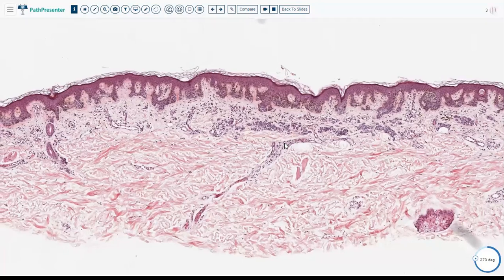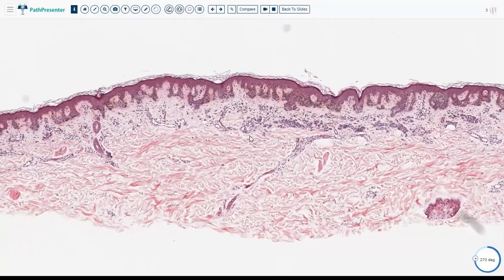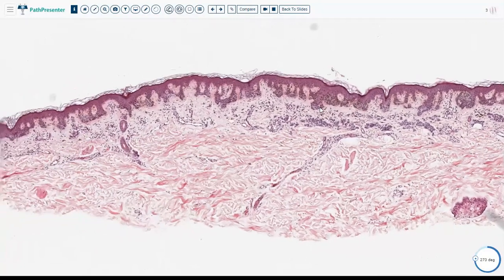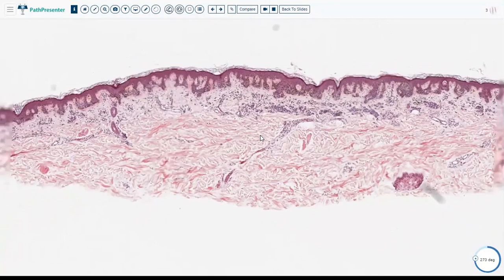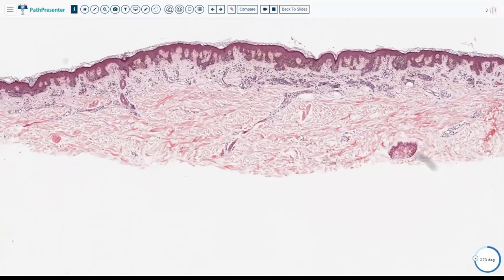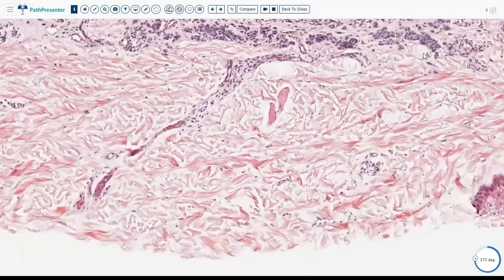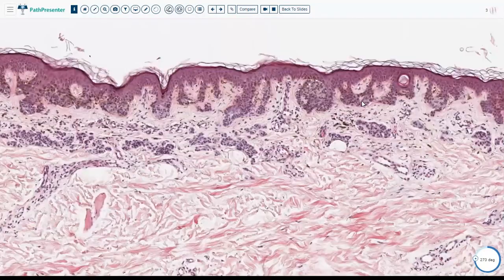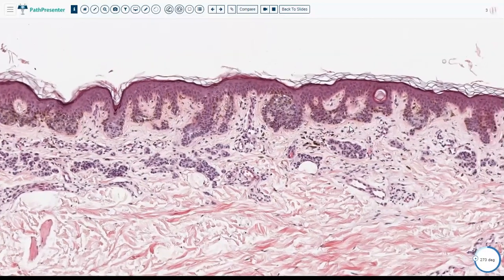So let's look for the features that would highlight this as a dysplastic nevus. First of all, if you compare it to the previous lesions that we saw earlier, it is not that regular and symmetric. You can see some areas with larger nests, as you can see here, and next to it some areas with very small nests. That's a feature that you don't usually see in a normal nevus.